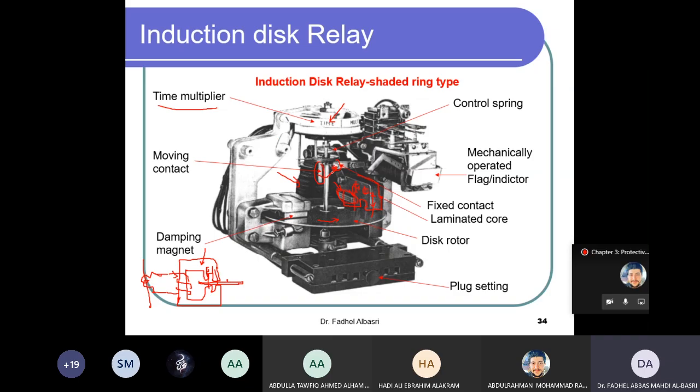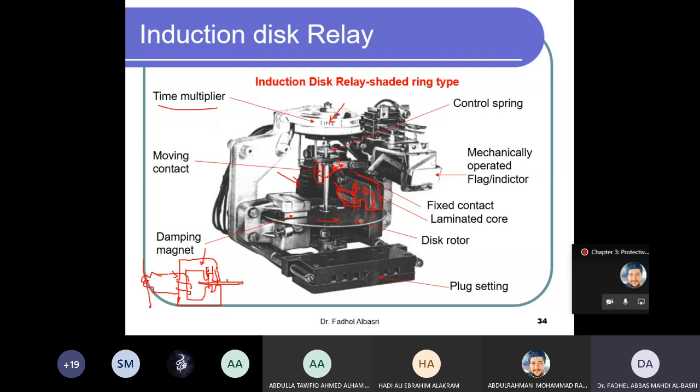I can make this closer. This is a moving contact. I can make it closer here or farther away. If you keep this one farther away, it takes a longer time to travel to reach the fixed contacts. So I can increase the operating time.